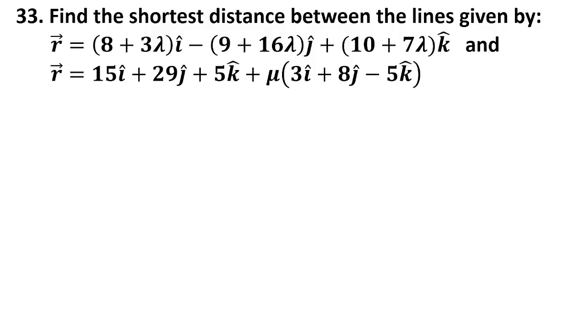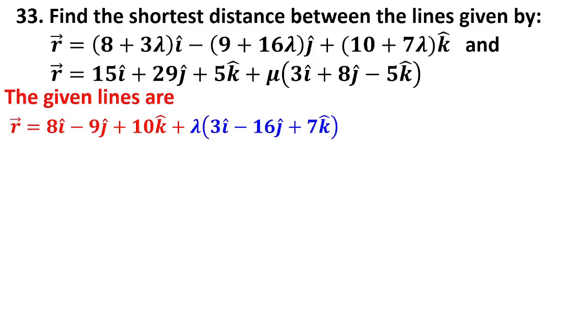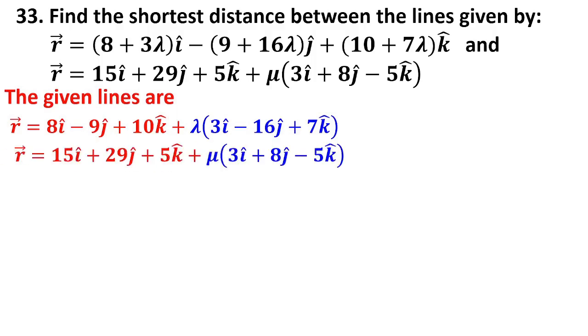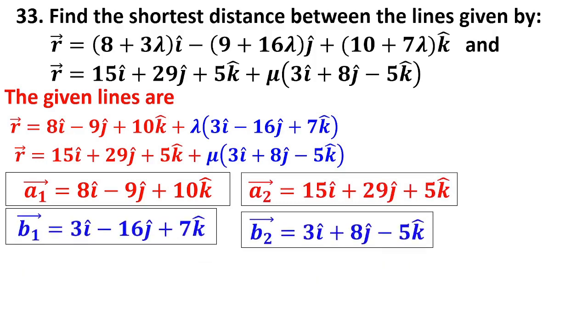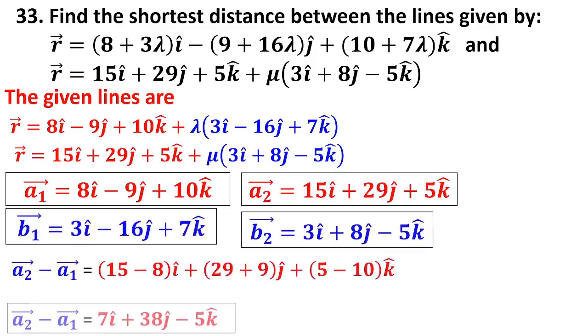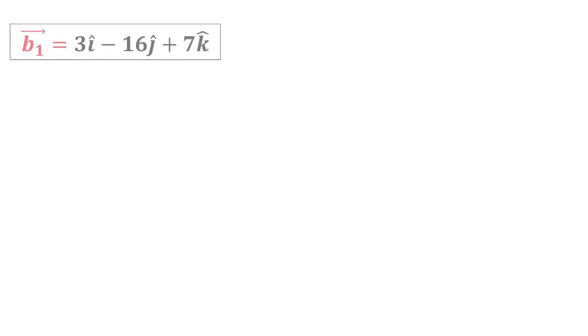Find the shortest distance between the lines. But remember, the first line is not given in proper form. It should be vector r is equal to vector a plus lambda into vector b. Therefore, I am converting it now. These are the given lines. First line is converted into vector a plus lambda into vector b. Okay, well. Now a1 is found, a2 is found, b1 is found, b2 is found, and a2 minus a1 is also found, and it is kept ready.